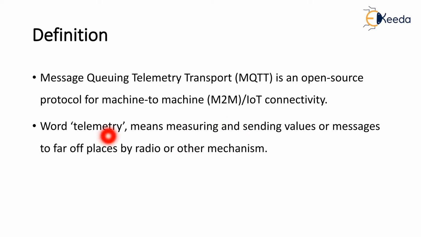The word telemetry means measuring and sending values or messages to remote places by radio or other mechanisms. For example, it has been used in sensors communicating to a broker through a satellite link, over occasional dial-up connections with healthcare providers, and in home automation and small device scenarios. It is also ideal for mobile applications because of its small size, low power usage, minimized data packets, and efficient distribution of information to one or more receivers.